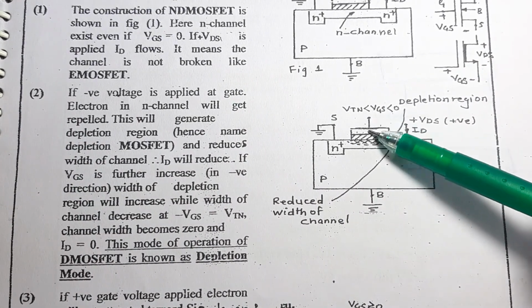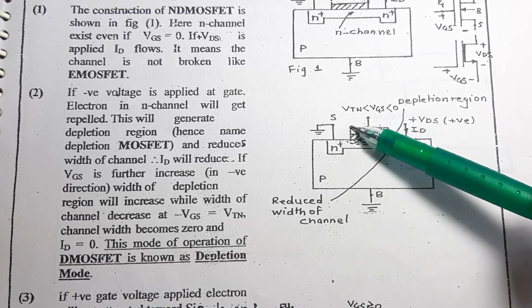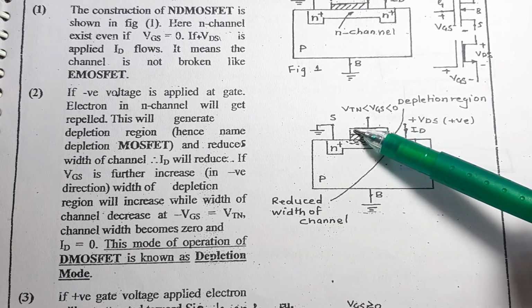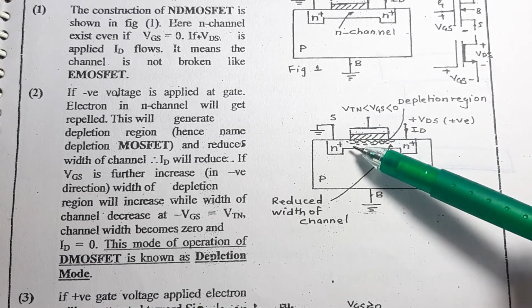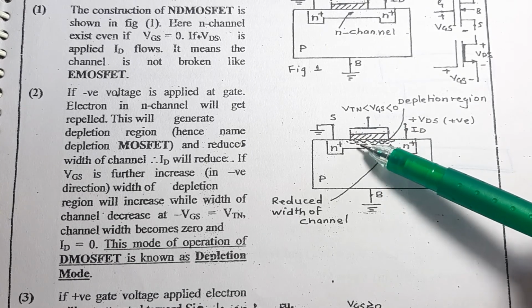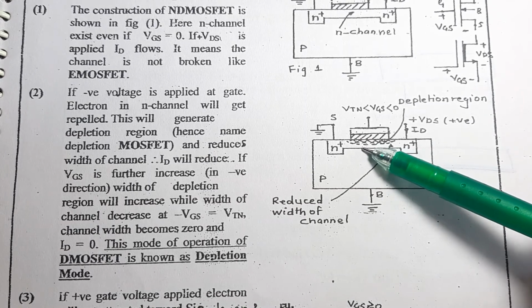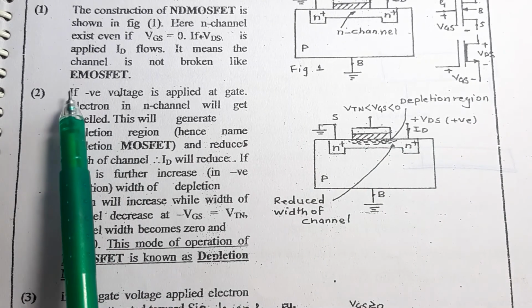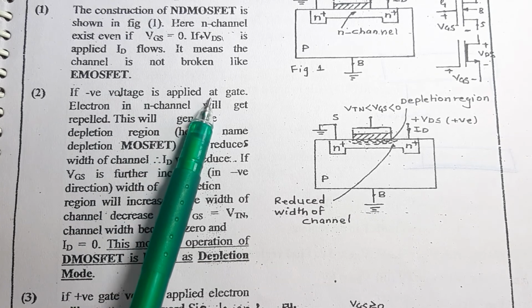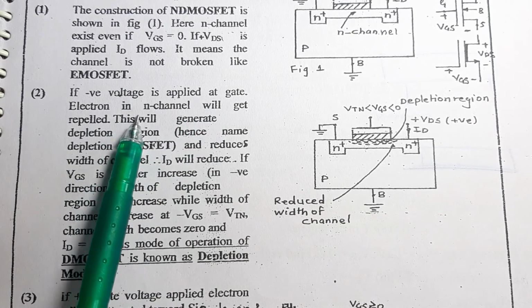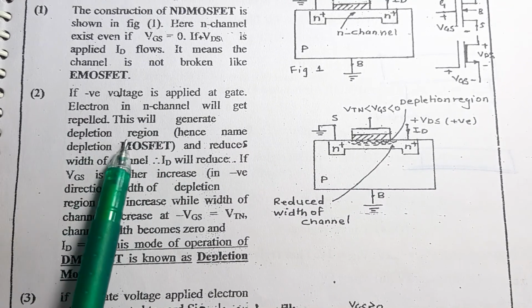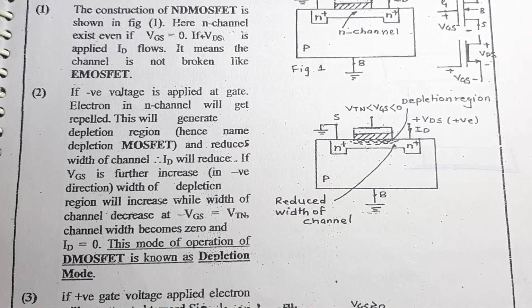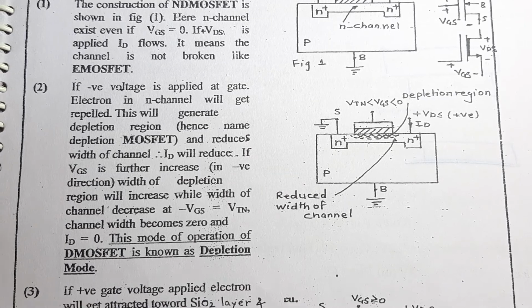if some negative voltage is applied at this terminal over here, can I say the negative terminal will appear on the metal layer over here, metal के ऊपर negative part आ जाएगा बेटा. So this negative will try to repel the negative electrons in this N channel. In other words, if negative voltage is applied at the gate, electrons in the N channel will get repelled. This will generate the depletion region, hence the name depletion MOSFET.